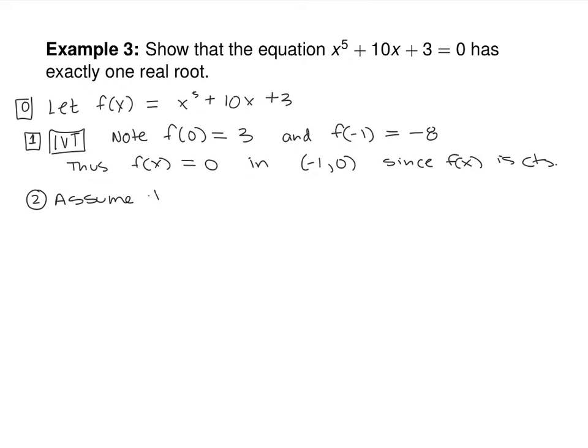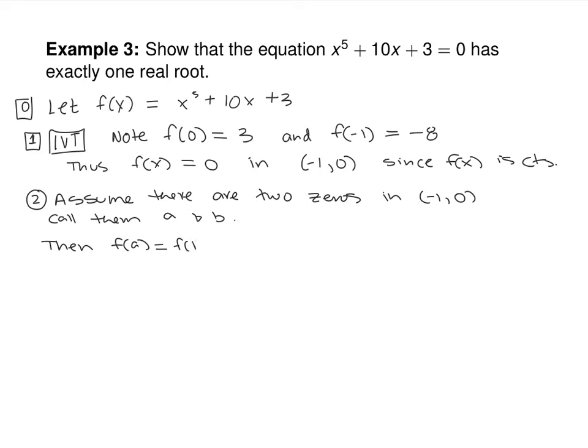Next, you assume there are 2 zeros in -1 to 0. Call them A and B. Is that all right if we write all of this in the proofs? Yeah. And then f of A equals f of B, and what does that equal?